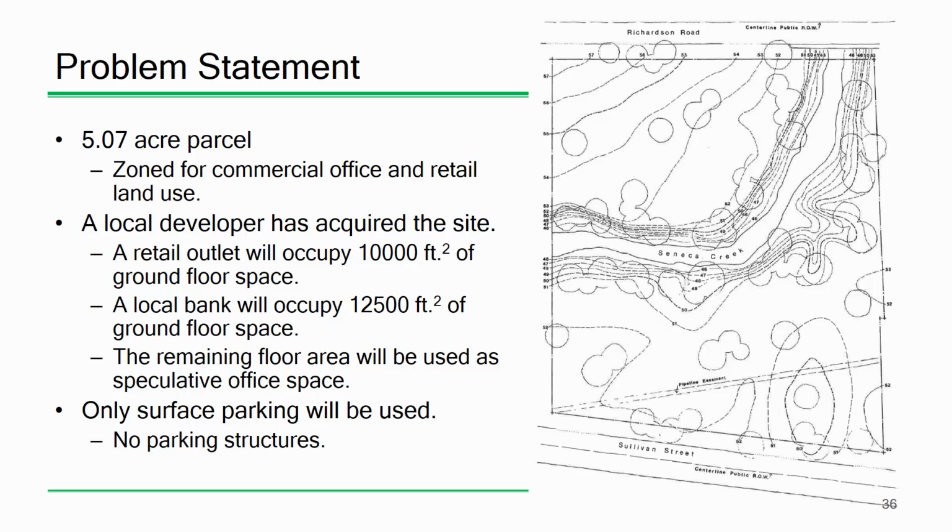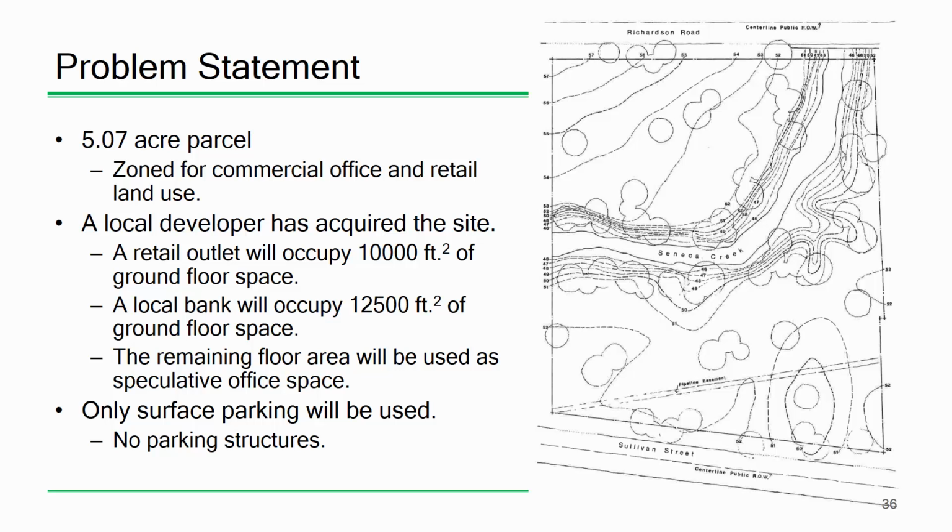We have a retail outlet that's going to occupy 10,000 square feet of ground floor space, maybe like a Banana Republic or somebody like that. We're also going to have a bank that's going to occupy 12,500 square feet of ground floor space. They've dictated that it will be on the ground floor. The remaining area, if we build more than that, is going to be speculative office space, so a law firm or accounting firm will come in and rent that as office space. Make sense? All right.